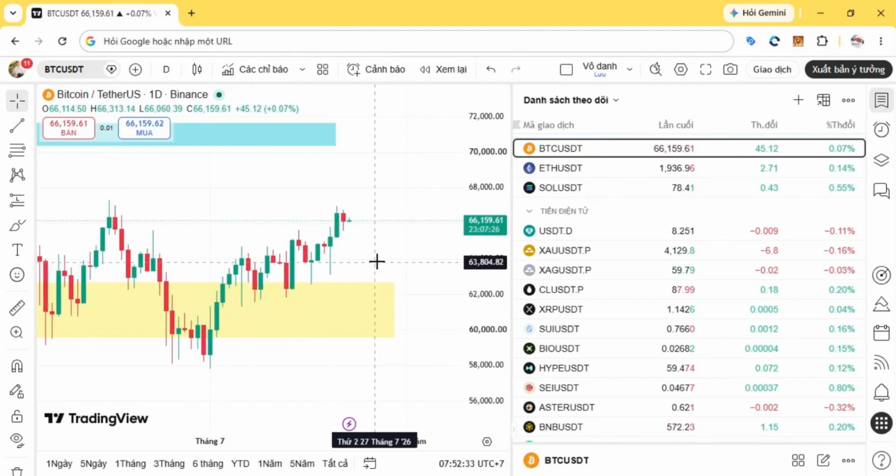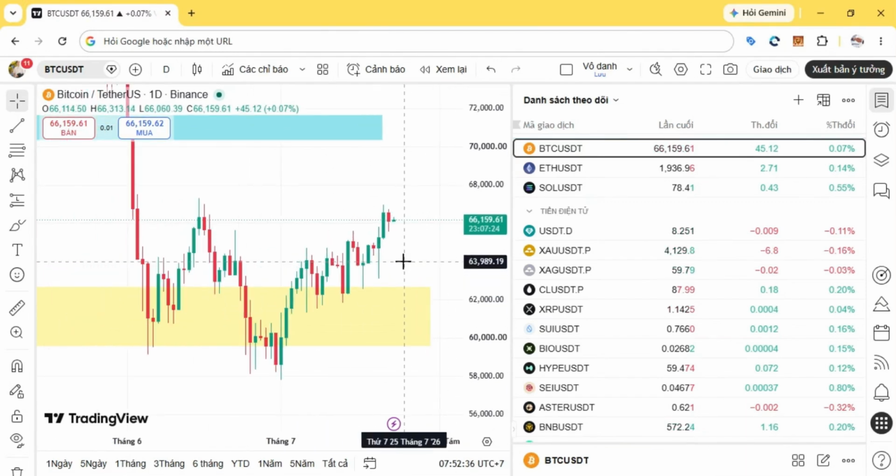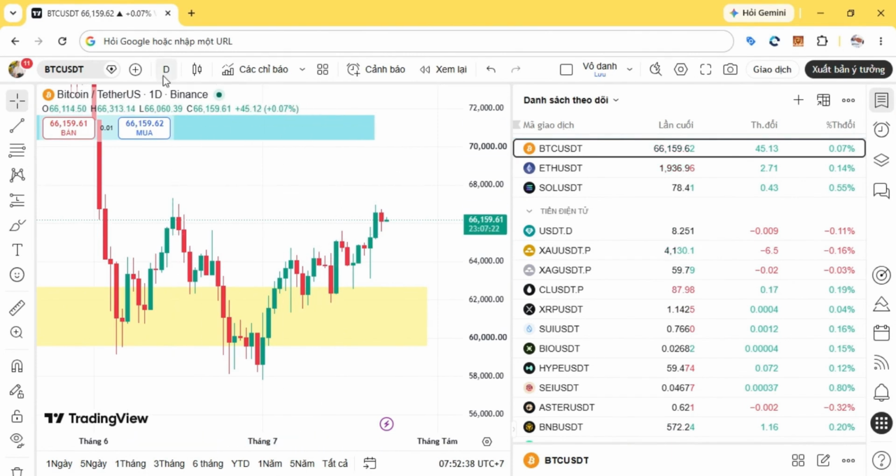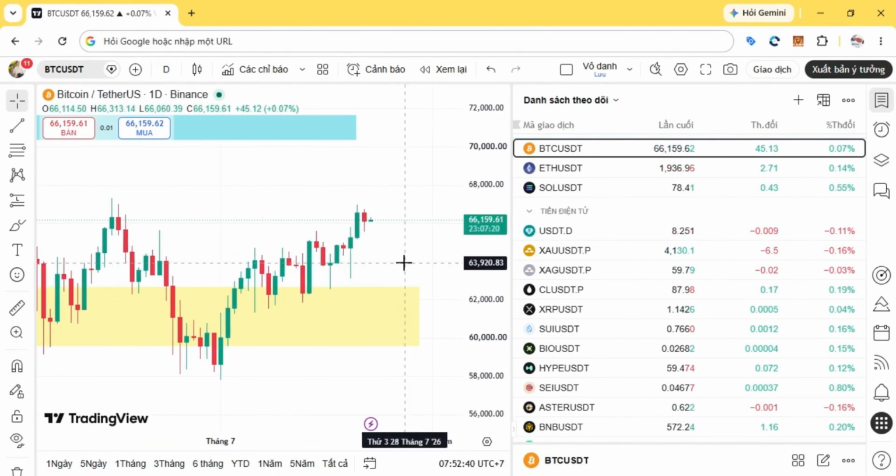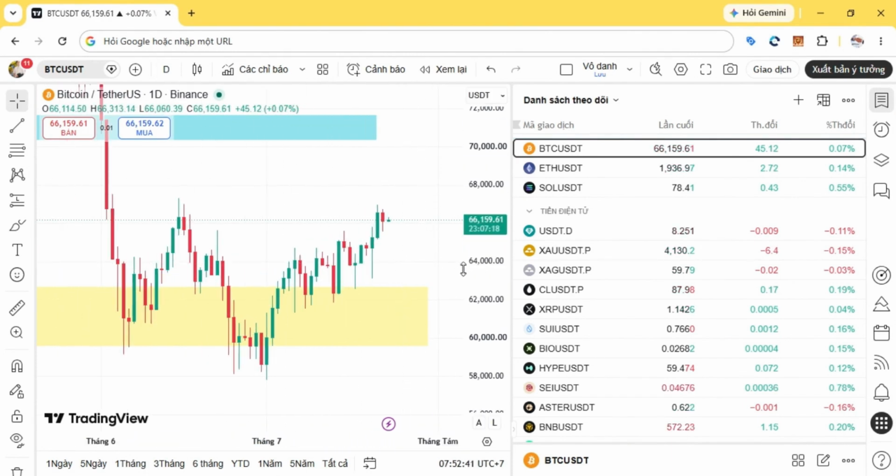So in this analysis course, how are we going to analyze today? Here is the daily candlestick chart. With a daily candlestick chart like this, now we are going to look at it. Let's see what the current trend is, right? Is the trend going up or down now? And why is it going up? Why is it going down? So should we go long or short now?